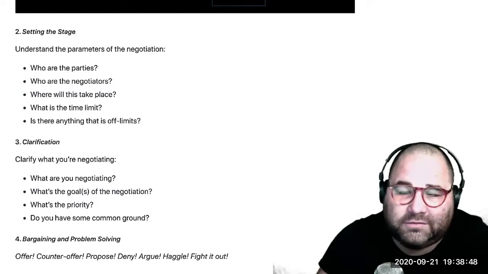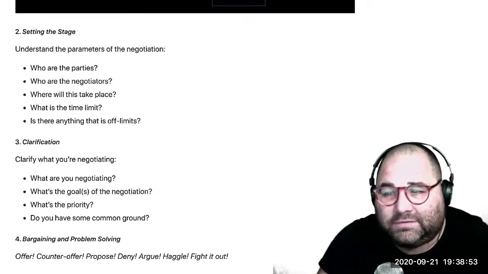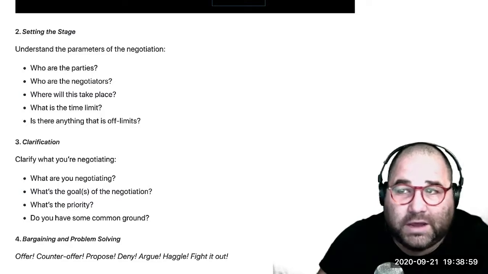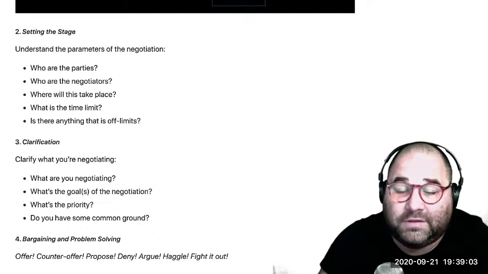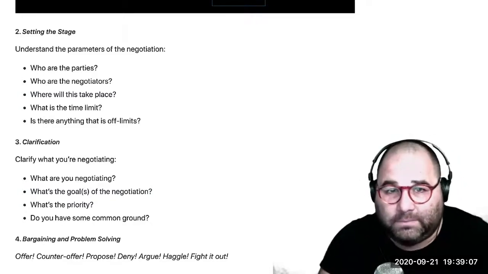And then, is there anything that's off limits? When I was talking about the job example, it's like, could I get some benefits as part of this package? Could you increase my retirement package if I take a lower salary? Is there anything besides that main point that you're arguing about that can be brought in and be part of the conversation?